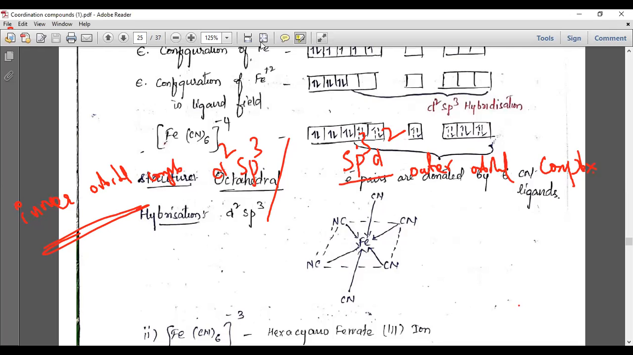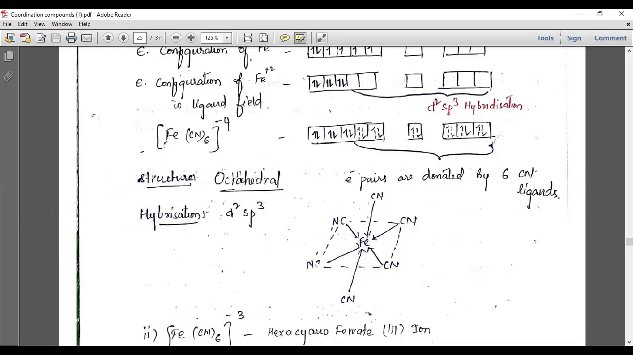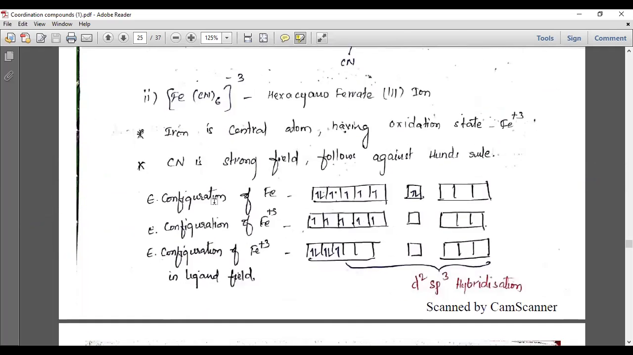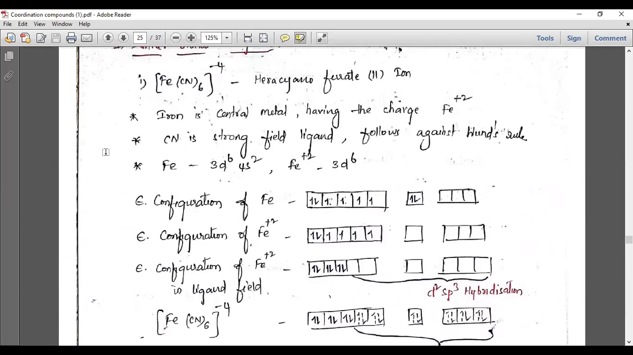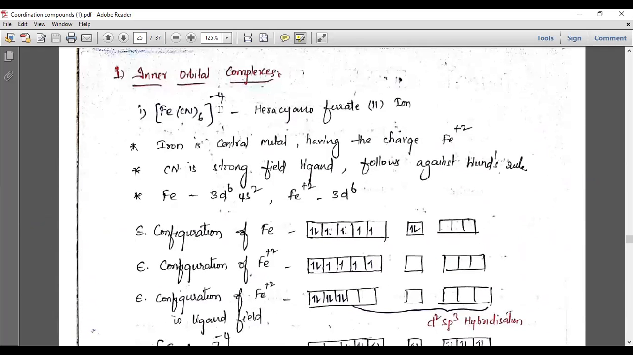Let me take another example so you can easily understand. Let us take this particular example. See here, here we have [Fe(CN)6]3-. What is actually the difference from the first complex? The first complex is [Fe(CN)6]4-. What is the oxidation state of iron? Simply, 6 minus 4, you will get plus 2. So you know that this is the structure.